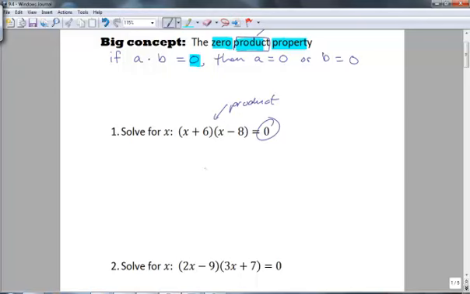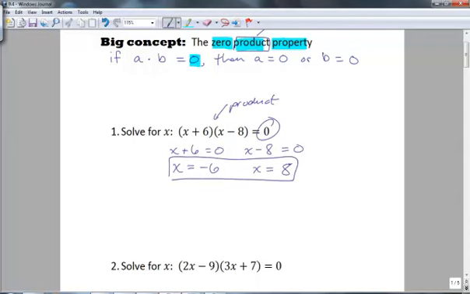So the way that we would solve this, I want to see all these steps when you work through these, is we would set each factor equal to 0. X plus 6 is equal to 0. X minus 8 is equal to 0. And now we just use our old problem-solving skills to solve. So we're going to subtract 6, so x is equal to negative 6. And we will add 8 to both sides, so x is equal to positive 8. So this equation actually has two different answers.